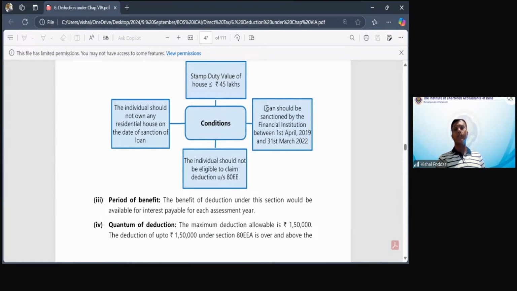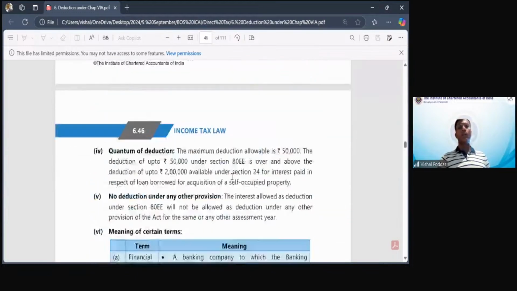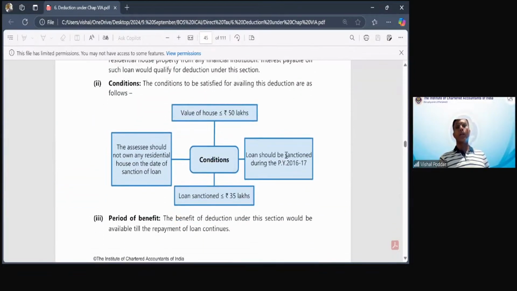Section 80EA applies if the loan is sanctioned between 1st April 19 to 31st March 22. This is when 80EA applies. And here also in the condition they have said that the individual has not claimed deduction under 80EE. What is 80EE saying? 80EE applies when the loan is sanctioned in the previous year 16-17. So this is the main difference. Nobody can fit in both the sections at the same time because both the periods are vastly different.